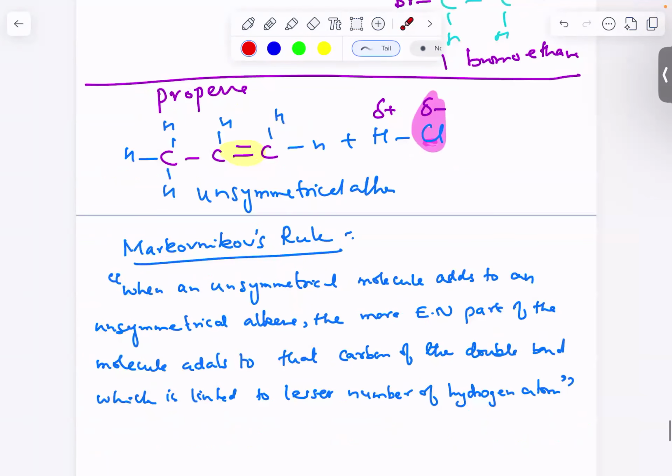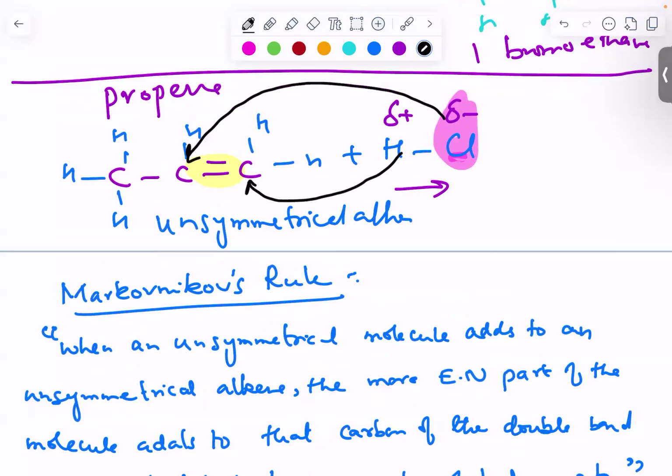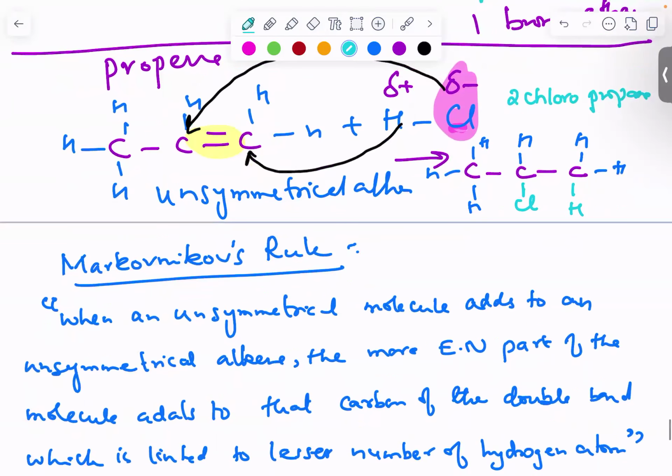All right, good. So now if I write the product, I'm going to add this here and eventually this will come here. So the product I'm going to get would be C, C single bond C. Now the existing hydrogens would be like this, and the new atoms would be here Cl and here H. So we are going to get 2-chloropropane. We are not going to get 1-chloropropane.